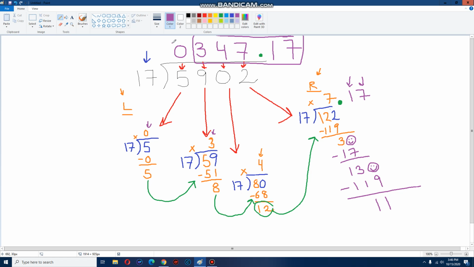You don't need the 0. The 0 in the front doesn't count. It doesn't mean anything. All you need are the numbers which you have put on top. And of course, don't forget to put the decimal points. And this is how you divide big numbers using the split division technique.